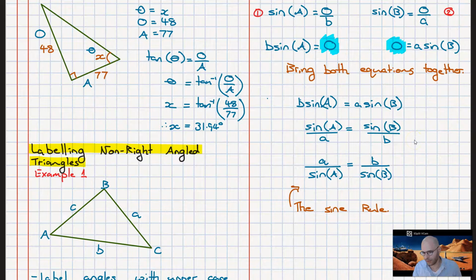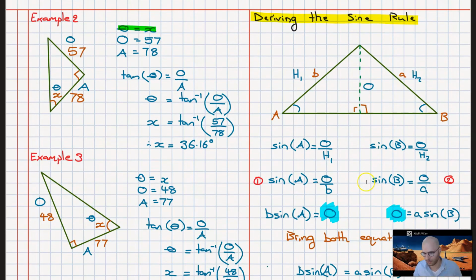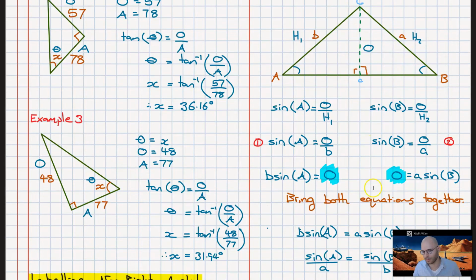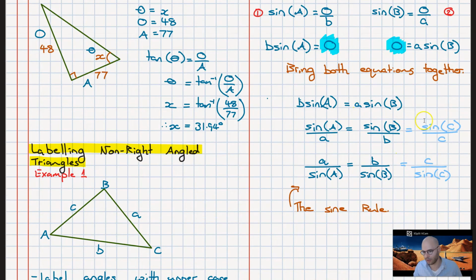So now what we can do by extension is that if sine A over a is equal to sine B over b, then that means that sine C over c must be equal to these two here as well. And similarly, we can also say that lowercase c over sine C is equal to these two ratios that the side makes with the angle as well. So we can put angle C and lowercase c back up there. So this is the complete version of the sine rule here.